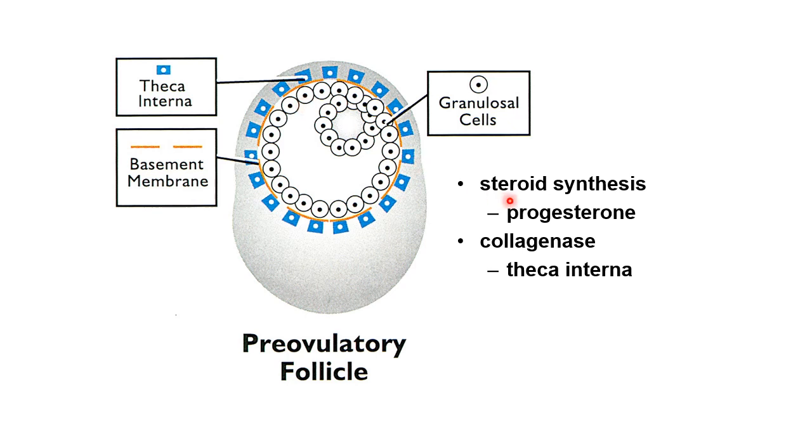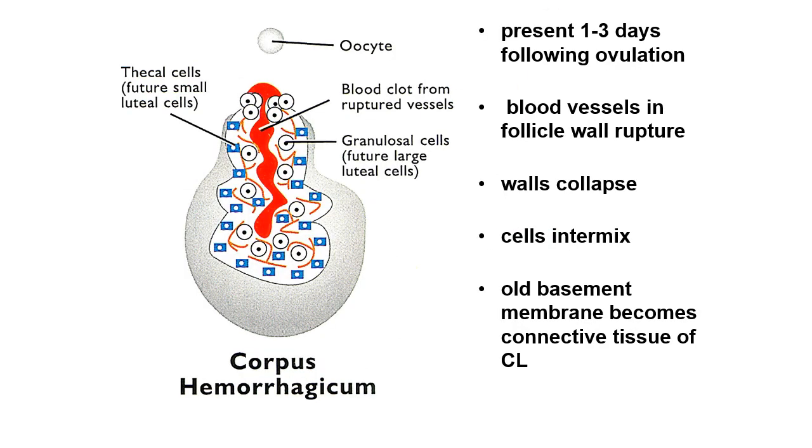So in the preovulatory follicle, we have steroid synthesis, particularly progesterone. The steroid synthesis begins to increase prior to ovulation. There is also the production of collagenase. Collagenase is an enzyme that will break down the theca interna and also the basement membrane for ovulation. The structure that is formed after ovulation is the corpus hemorrhagicum.